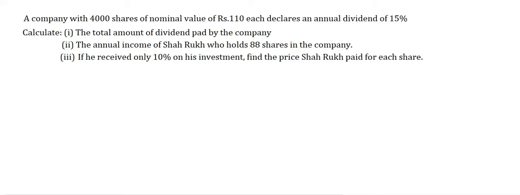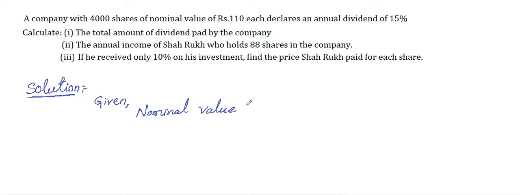Let's solve the question which I have written on the whiteboard. Given a company with 4,000 shares of a nominal value of rupees 110 each declares an annual dividend of 15%. Here we need to find the total amount of dividend paid by the company and then total income of Shahrukh, who holds 88 shares in the company, and then price paid for each share if he received only 10% of his investment.